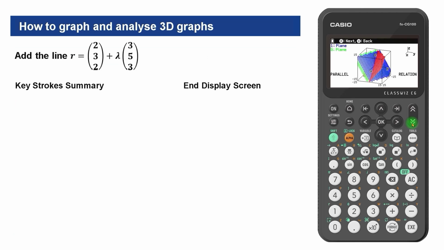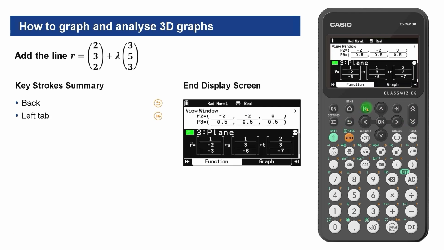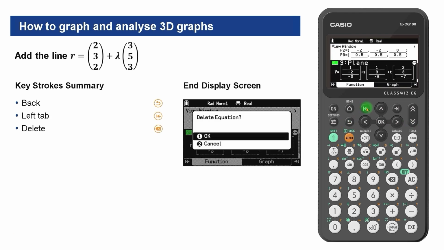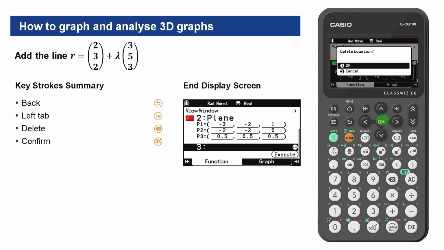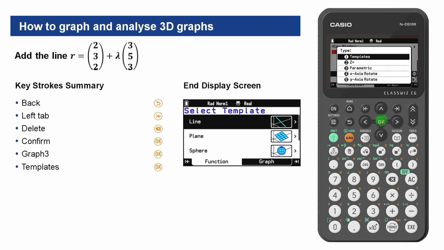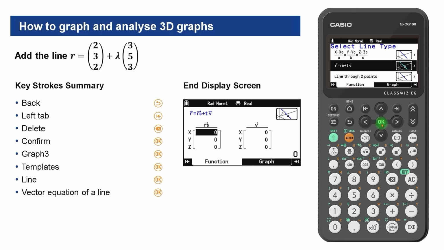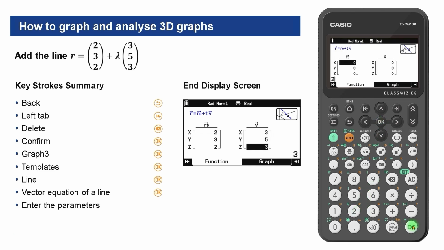A combination of lines and planes can also be graphed and analysed. Press back and left tab to enter a new line. Delete Graph 3 by pressing Delete and confirming. Select Graph 3, Templates, Line and Vector Equation. Enter the parameters as before, starting with the position vector and then the direction vector. And confirm.